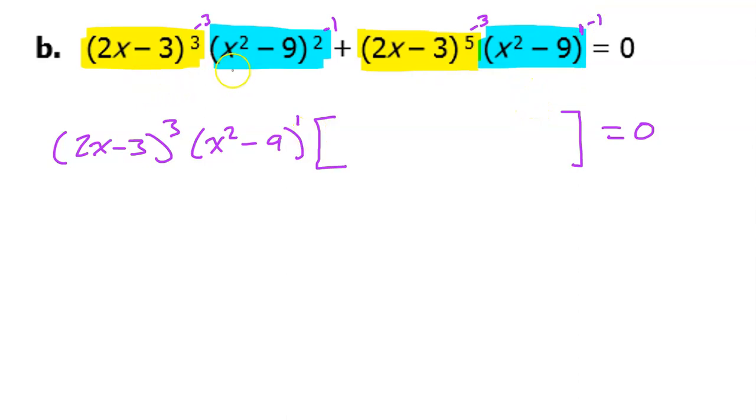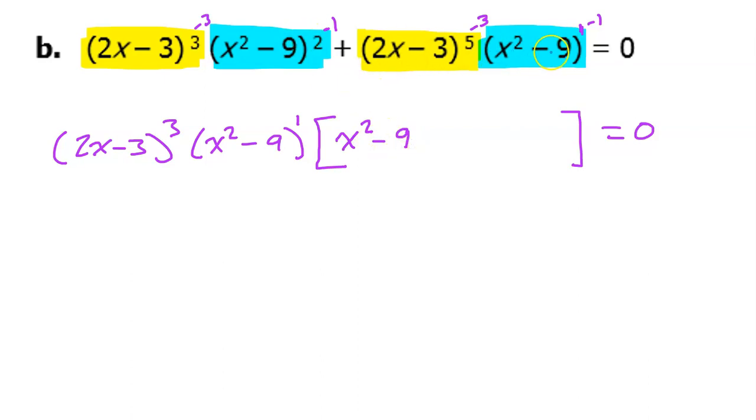So what will that leave on the inside? From the first part, this 2x minus 3 part is gone because I subtracted all of them, right? 3 minus 3 is 0. So I will only have the x squared minus 9 part. Notice that it is going to be to the 1 power, so I don't really need parentheses. So I'm just going to go ahead and put x squared minus 9.